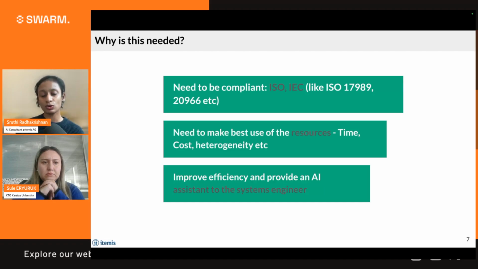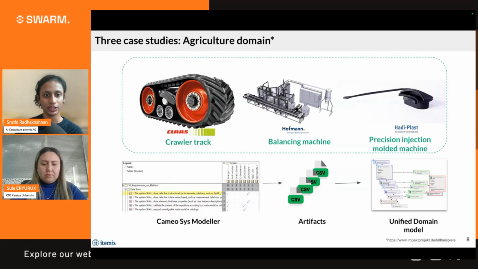And we also need to know which of the resources are most needed, how we can efficiently improve the time or cost in terms of putting all these artifacts together and handling this heterogeneity. And we also always use this concept of having a co-pilot for the systems engineer. A systems engineer is someone who works across the traceability lifecycle and has certain stakeholder specific requirements to be met. So can we provide an AI assistant that will in turn help the systems engineer to do traceability? This is the most need of it.